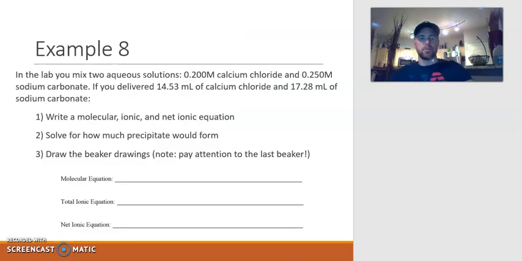So let's take a look at example number 8 right here. In the lab, you mix 2 aqueous solutions, 0.200 molar calcium chloride and 0.250 molar sodium carbonate. If you delivered 14.53 milliliters of calcium chloride and 17.28 milliliters of sodium carbonate, and then it asks you some questions here. So I'm going to pause the video. What I want you to do is the first part, which is to write the molecular, the ionic, and the net ionic equation. This is a review from the previous section that we went over, 9.3. See if you can do that, and then resume the video, and we'll move on to the next part of the problem.